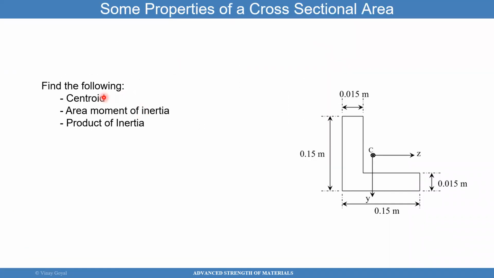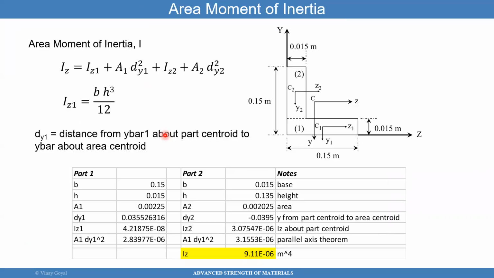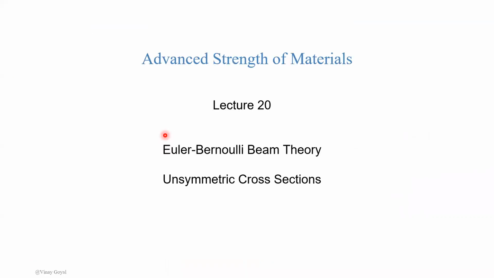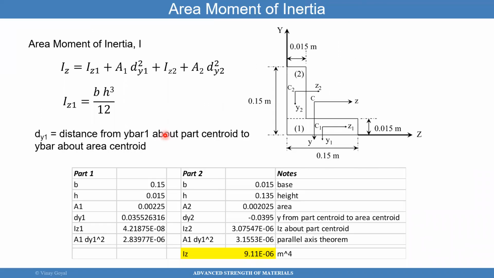So we were able to find the centroid, the moment of inertia, and the product of inertia. So now that I know how to do that, I would like to move to unsymmetric cross sections like I had promised. And yeah, so we will move to that next.